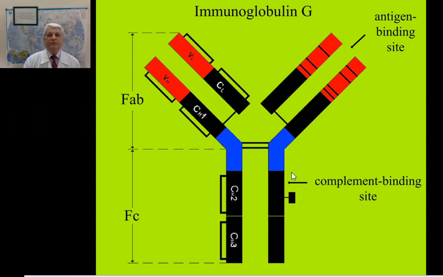Except the antigen binding site, which is situated here, as you remember, there are some other different active sites on the surface of the molecule of immunoglobulins, and one is shown here as the complement binding site. As you can see, the complement binding site is situated on the surface of the CH2 domain, here and here. So we have two complement binding sites.